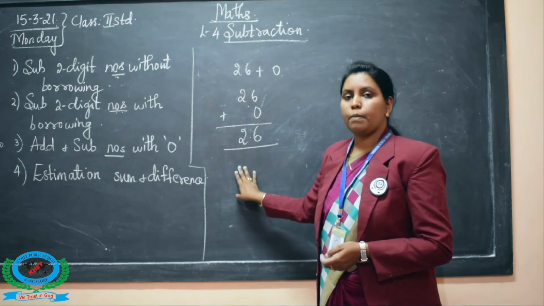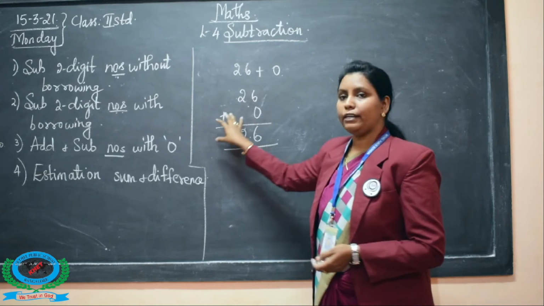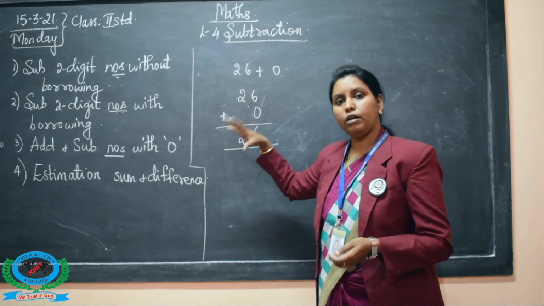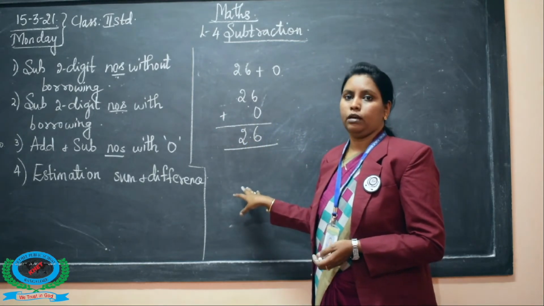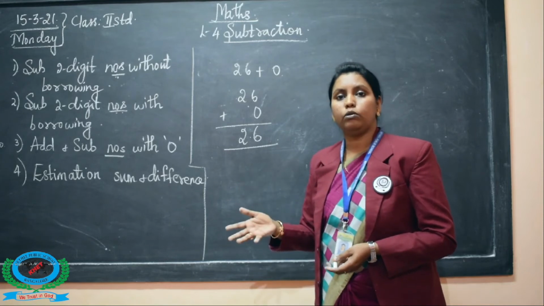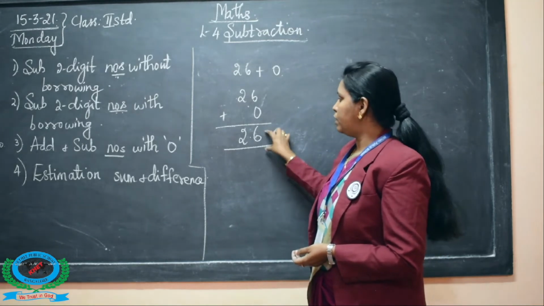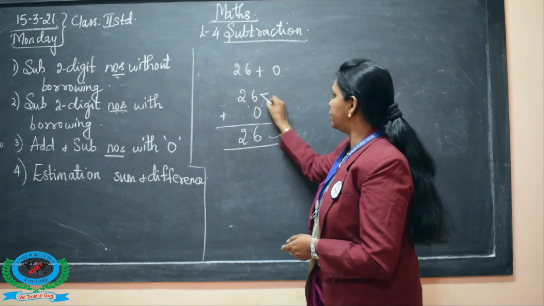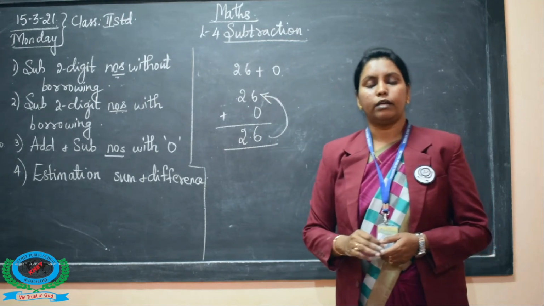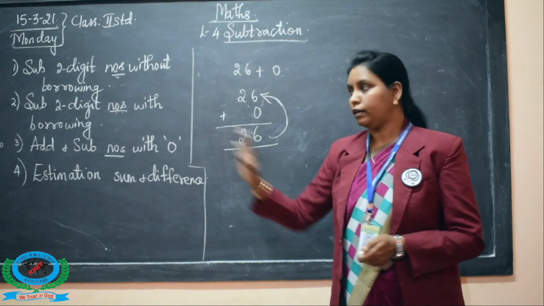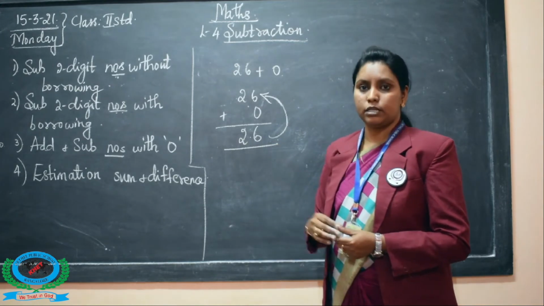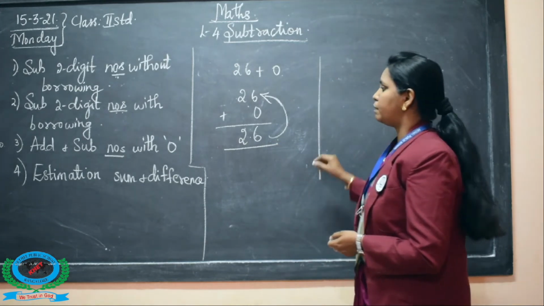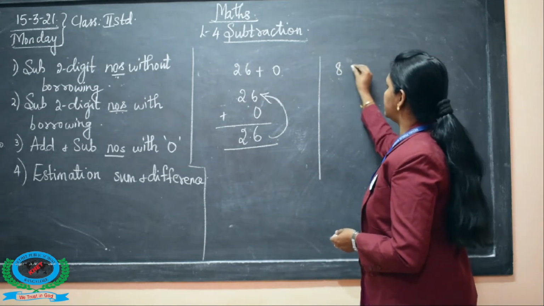The number which is added to 0, the sum will remain the same. When 0 is added to a number, the sum will remain the number itself. So this is a property of 0 in addition. Let us see subtraction also in that sense.